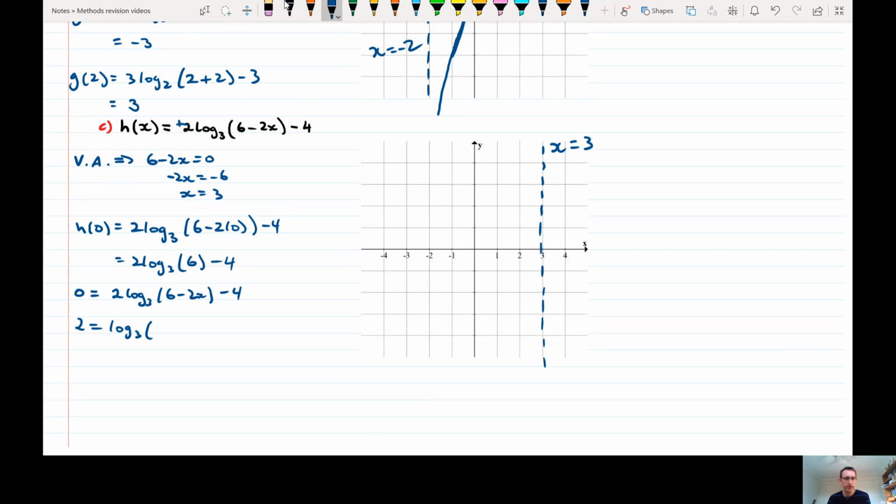Whoops, that should be 6 minus 2x. To undo the logarithm, remember, is 3 squared, which is 9, equals 6 take 2x. Subtract 6 gives you 3. That's 9 take 6 is 3. Divide by negative 2 is negative 3 on 2.